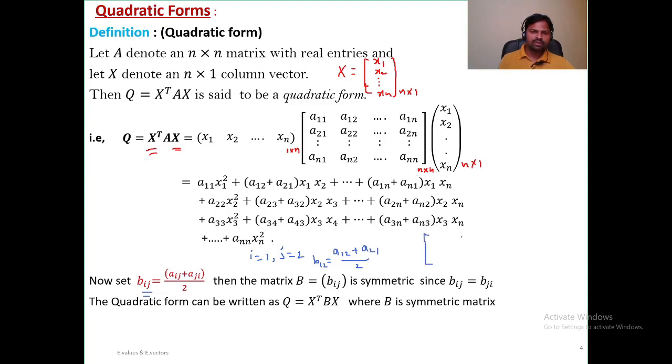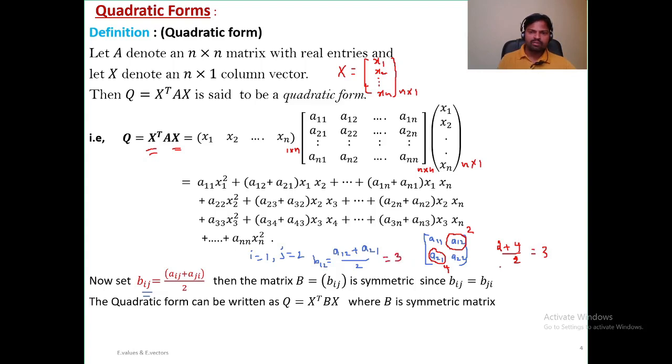In general, what are A12 and A21? For example, let us look at a 2 by 2 matrix. This is A11, A12 and A21, A22. A12 means this one, and A21 means this one. So A12 plus A21 by 2. Then, for example, if this A12 value is 2 and this A21 value is 4, then what will we get? 2 plus 4 by 2 means we will get 3. Now the B12 value should be 3.